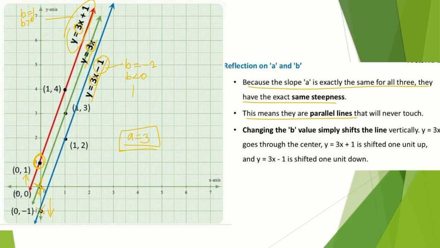Now changing the b values shifts a line vertically. y equal to 3x goes through the center. 3x plus 1 is shifted 1 unit up and it cuts above the origin. 3x minus 1 is shifted 1 unit down and its y-intercept is below the origin. Okay, is that clear for you? Okay, now we will move to the next question.